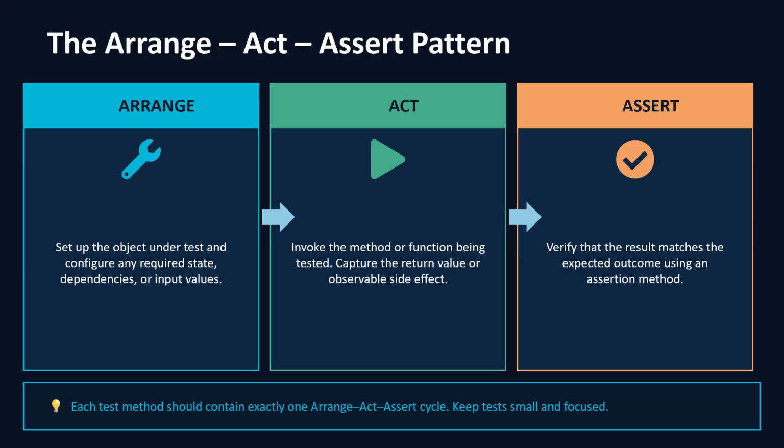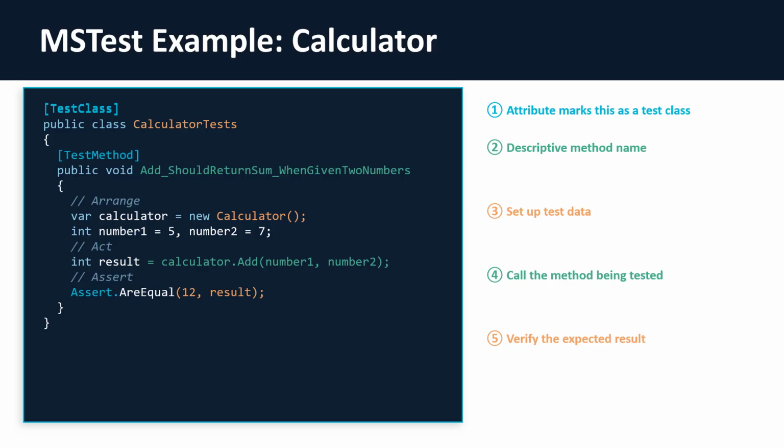It is a great habit to start writing comments that say arrange, act, and assert right in your test method so that you can have that structure to follow and make sure you're reading the right thing at 11 p.m. when you have a debugging failure and your brain is mush. So let's look at a code example. So here is an MS Test example of a quick method that we are looking at that tests a calculator function.